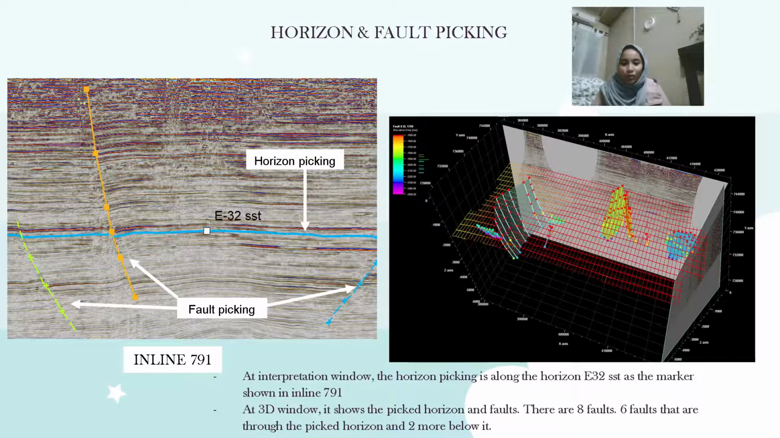So proceed to the horizon and fault picking. There are two images that show the result of the horizon and fault that we have picked along the E32 horizon. The left image is from the interpretation window, while the right image is from the 3D window. From the 3D window, we can see that there are actually 8 faults, but only 6 faults are found along the E32 horizon, while 2 more are found below the horizon.